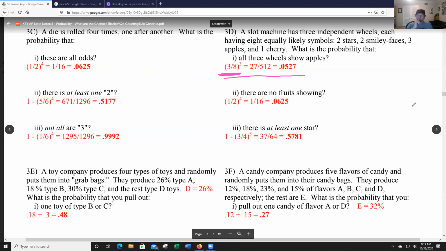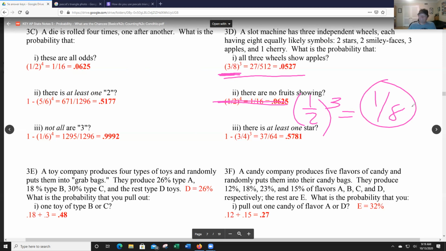So that would be 2/4 or 1/2 to the, let's see here. That would be 1/2 to the, it's actually 1/2 to the 3rd. I had the wrong, yeah, wondering what I did there. This is 1/2 to the 3rd power. It's 3 independent wheels, not 4. 1/8. Sorry about that. Glad I caught that.